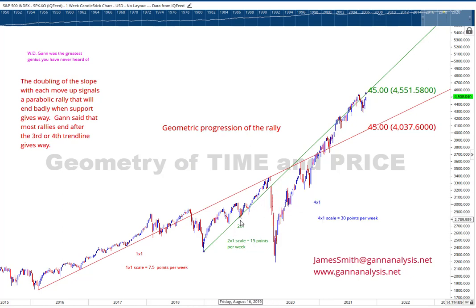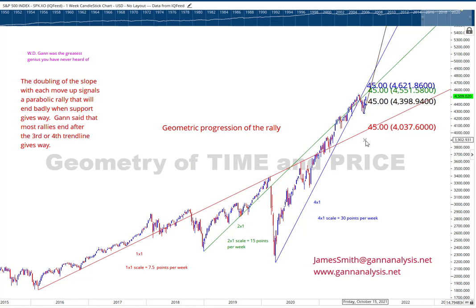And then you can see here we rallied on the 2 by 1. When we broke it, we sold off pretty hard. And then we rallied on a 4 by 1. So 4 by 1 just means 4 times the scale of the 1 by 1, so 30 instead of 7.5. And when you broke that, you sold off, but now it looks like we're moving higher again. So what does that mean? Well, that means you're probably rallying on an 8 by 1, which in this case is 60 points per week.